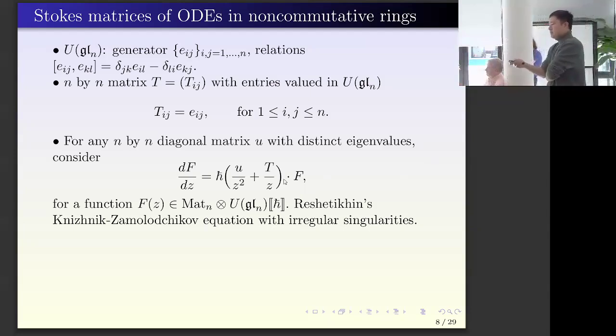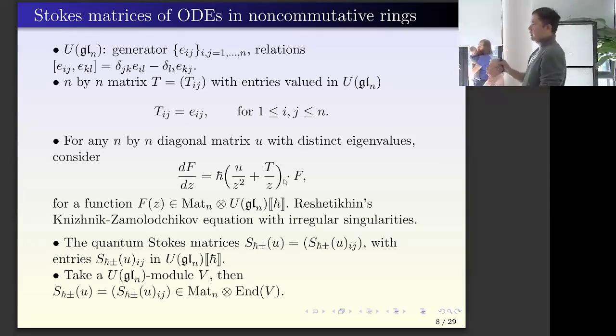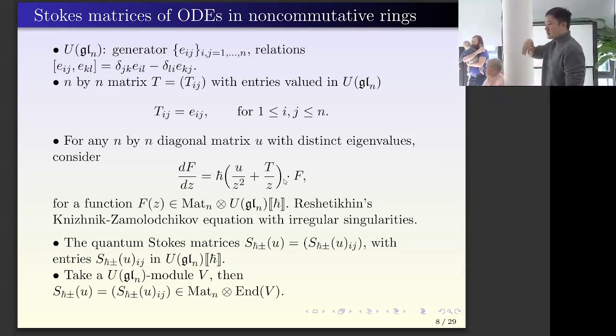And this I call a quantum hypergeometric equation, but it's also an example of a KZ equation with irregular singularity from different viewpoints. And now this equation has the same form as the previous one. Therefore, we can take the so-called Stokes or quantum Stokes matrices, now n-by-n matrices, but with values in UG. So this is the so-called quantum Stokes matrices.